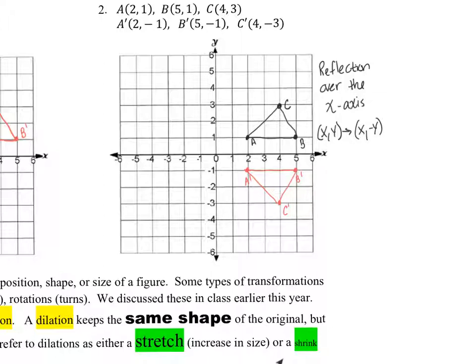Notice that all of the x coordinates remain the same: 2 to 2, 5 to 5, 4 to 4. They all remain the same. So (x, y) maps to where the x stays the same, and the y is multiplied by -1, or becomes the opposite sign. So we can call that negative y. It just really means the opposite y.